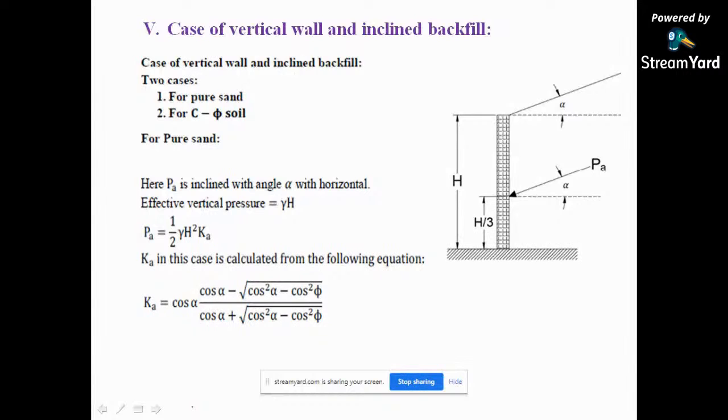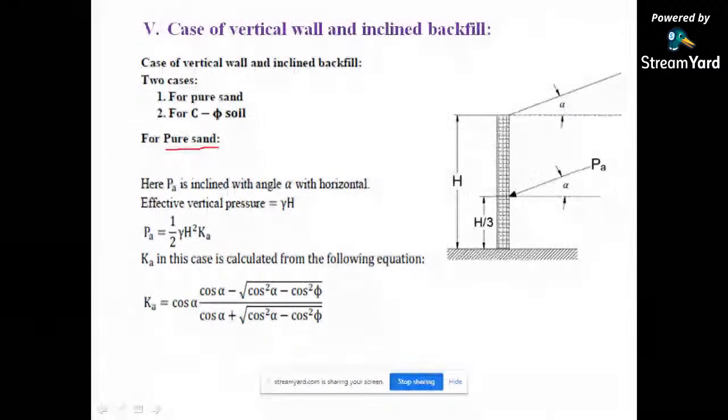So for calculating this vertical wall and inclined backfill, there are two possible cases. One is you have to consider the pure sand. That means your phi is equal to 0, angle of internal friction is 0. Second case is C phi soil. C phi soil means cohesion is also there and non-cohesive soil is also there. So internal friction angle is also considered. Now we'll see the first case, which is pure sand.